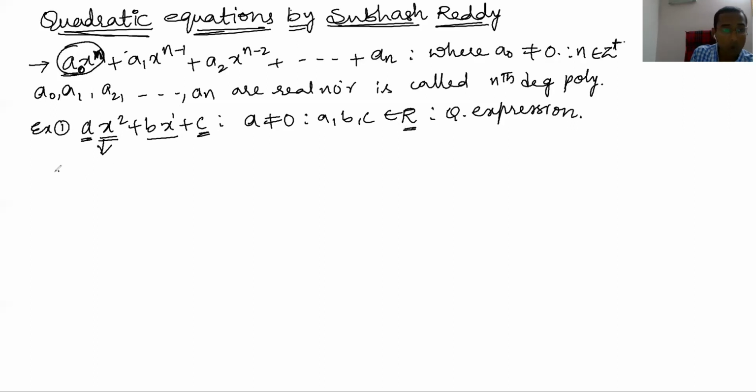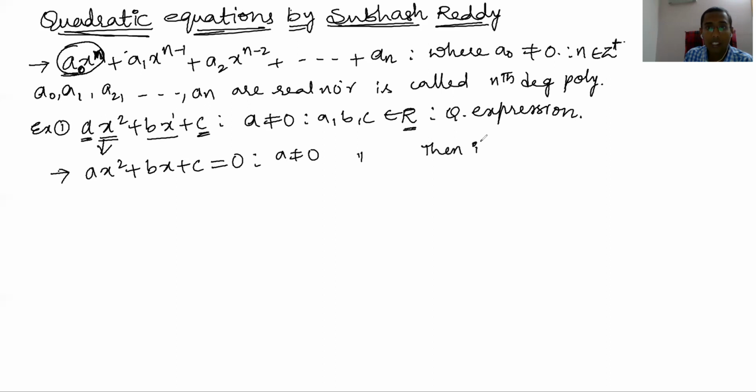This is a quadratic expression. What is a quadratic equation? Now this polynomial is there. If you equate it to 0, then this becomes a polynomial equation. This is a second degree polynomial, and if I equate it to 0, where a is not equal to 0 and a, b, c belong to R, then it is a quadratic equation.